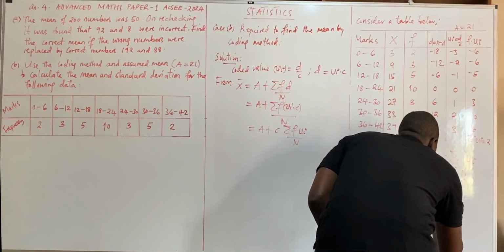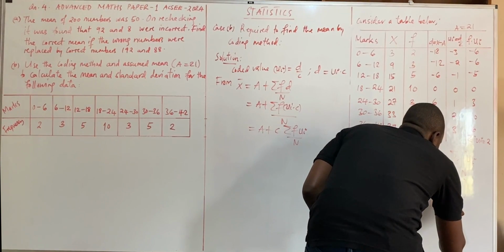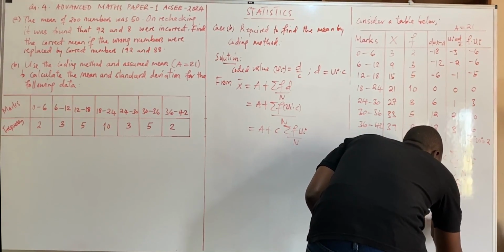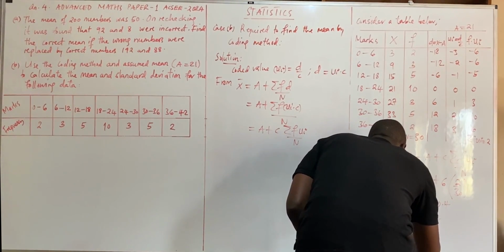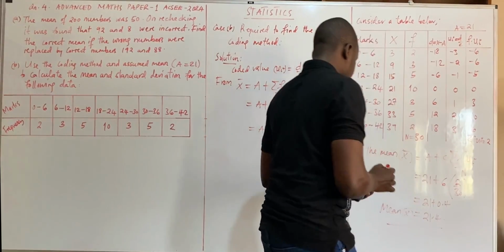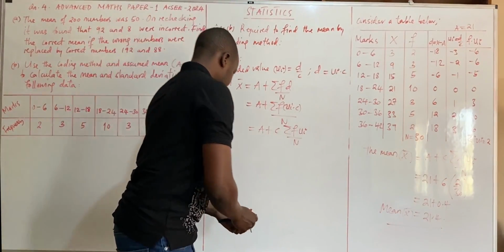So at the end of the day, we get 21, now we plus this, we get 21.4. So that now will be the mean by the coding method.